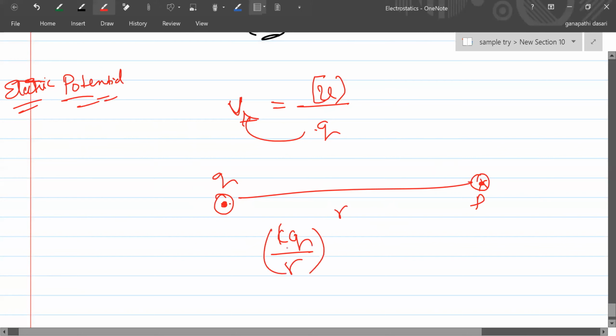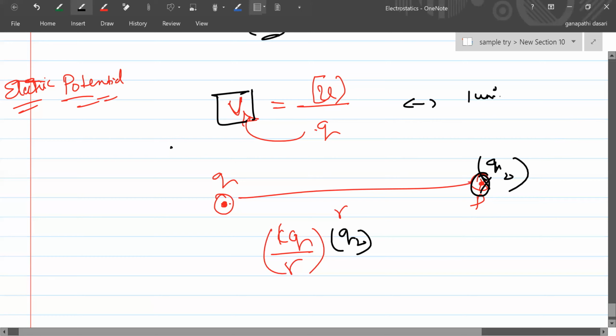So if you want potential energy, you need to multiply by the charge that you will keep here. Got it? Simply to say in definition, the amount of energy, the work you need to do to bring a unit charge from infinity and place it here is called potential. For unit charge, how much work you need to do to keep it here, that is potential.